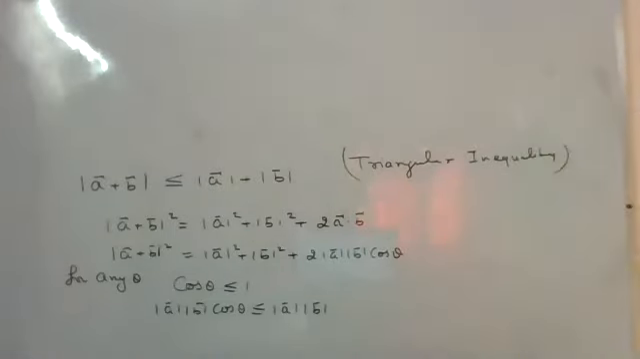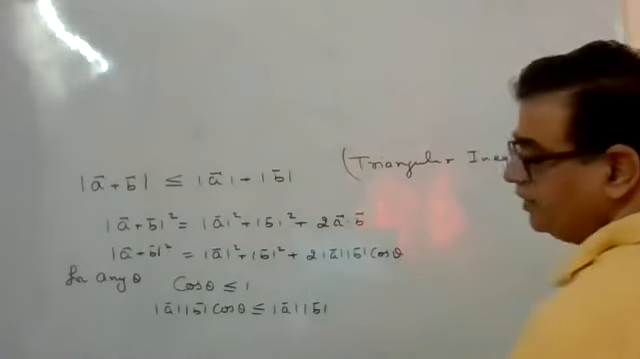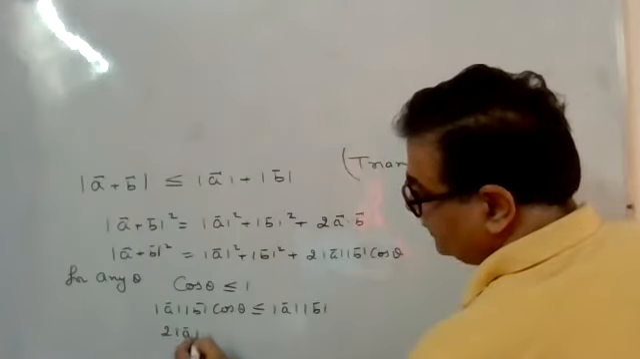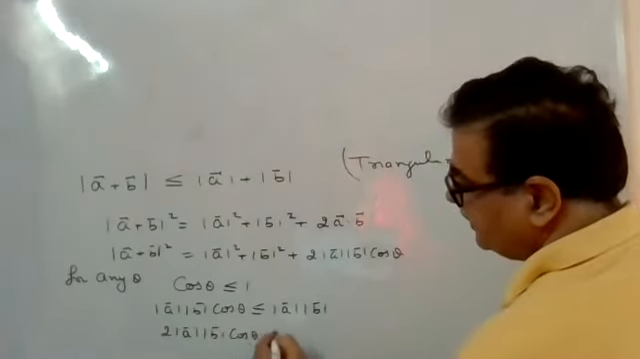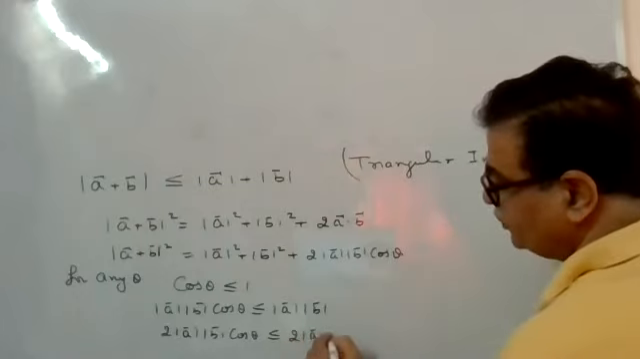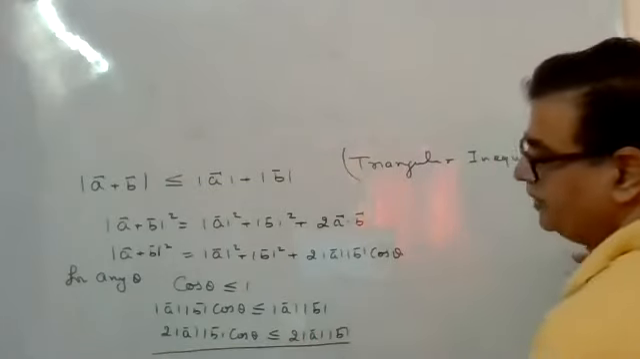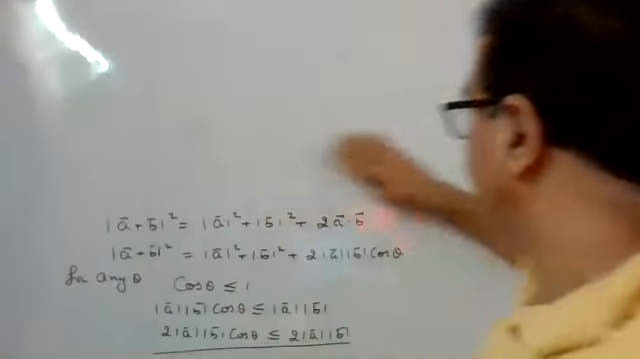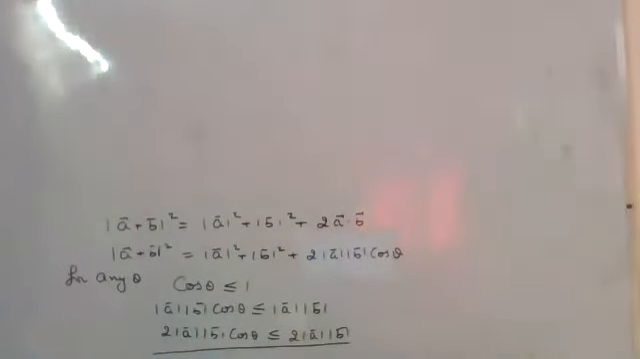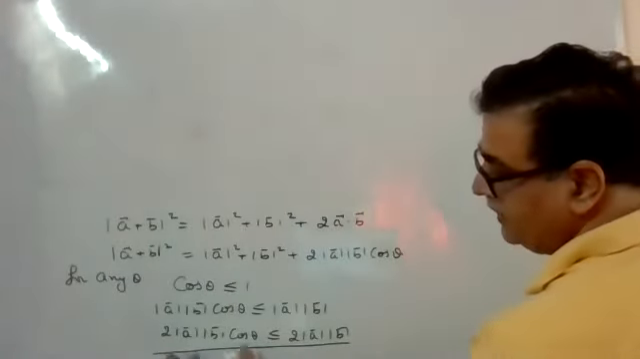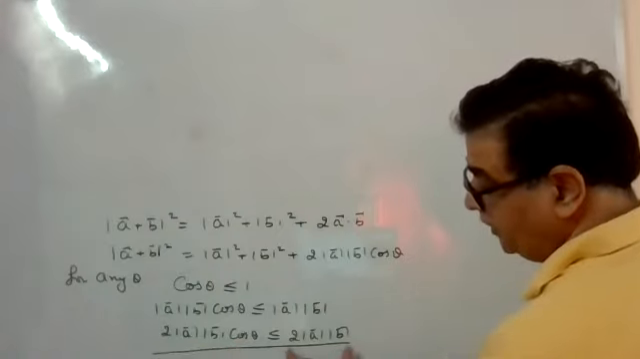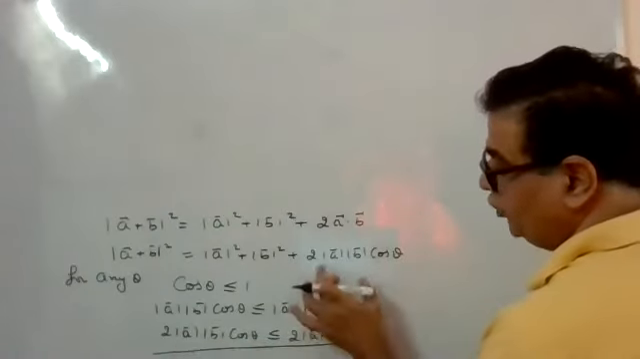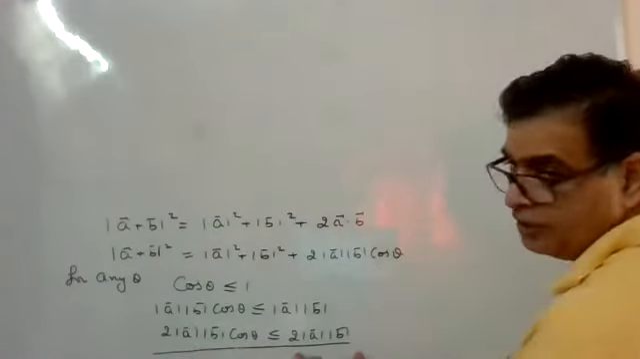Is this clear? Because this is a positive number, I can multiply it. I can multiply 2 also on both sides, so I'll say 2 magnitude A magnitude B cos theta is always less than or equal to twice magnitude A magnitude B. This is the condition we are getting. Now check please. What does it say? It says that 2AB cos theta is always smaller than or equal to this quantity.